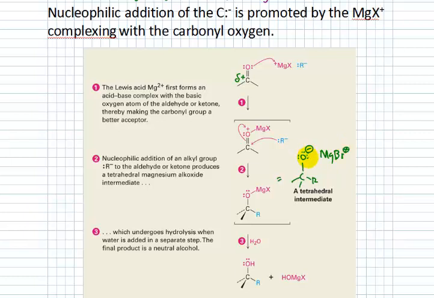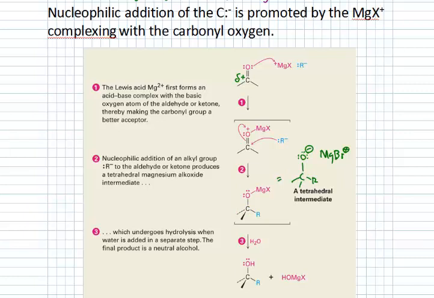Is it all the way on the oxygen? Is it shared between oxygen and magnesium? It's somewhere in between, right? So it's a very strongly polarized bond that's probably mostly ionic, but can be equally drawn as a single line like that. Okay? Both of these are two different ways of drawing that same alkoxide intermediate.